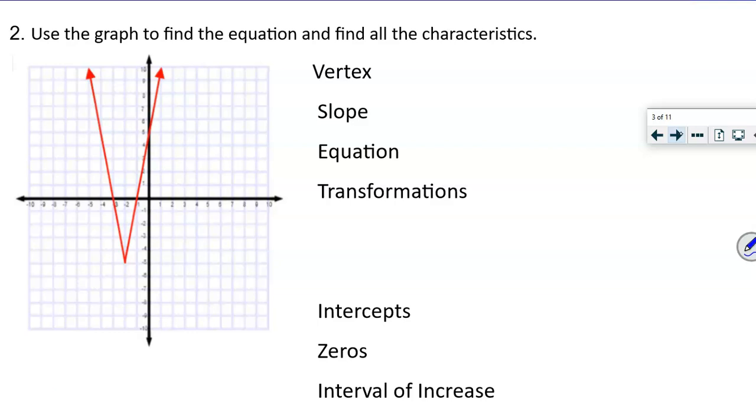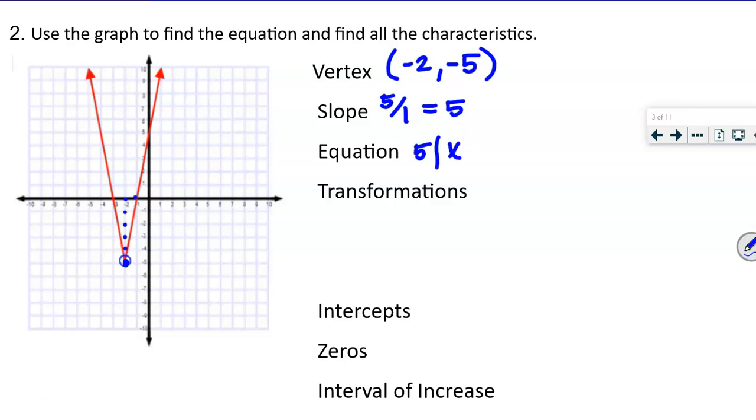So once again, we're going to find our vertex, which is -2, -5. And then we're going to talk about our slope again. So we're going to go up 1, 2, 3, 4, 5 over 1. So that's 5 over 1, which is 5. Now we're going to put it back in that equation. A x minus a -2 would be +2. And then -5. So there's our equation.